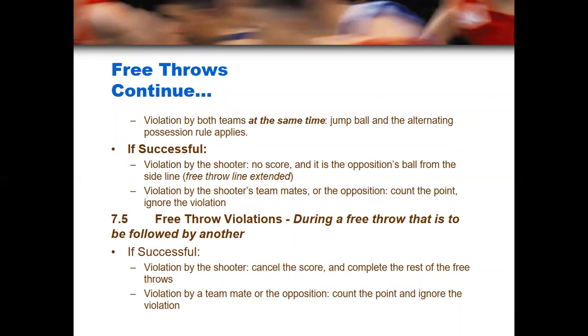Okay, and then violation by both teams at the same time, then a jump ball and the alternating possession rule applies. So then they fall back onto a jump ball. I think that we've already mentioned. If the shot is successful, there's a violation by the shooter, no score, and it is the opposition's ball from the sideline.